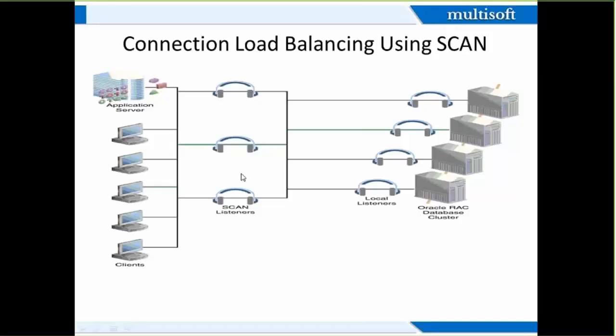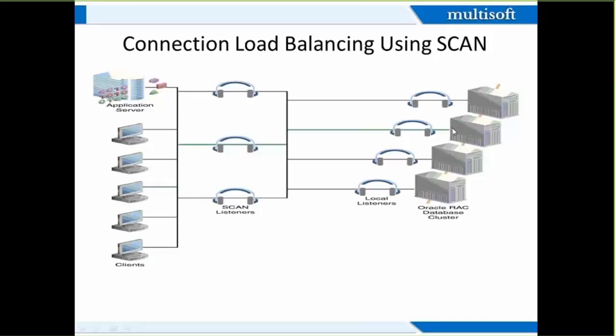So what happens? This is the application server, and these are the clients. These are the servers. And as I have mentioned, 3 scan listeners are running. Just because of client load balancing, the user will connect to any one of the nodes, right? These scan listeners are basically running on any 3 nodes of that particular Oracle RAC database cluster. So that information will be transferred to any one of the nodes, right? This is called client-side load balancing.